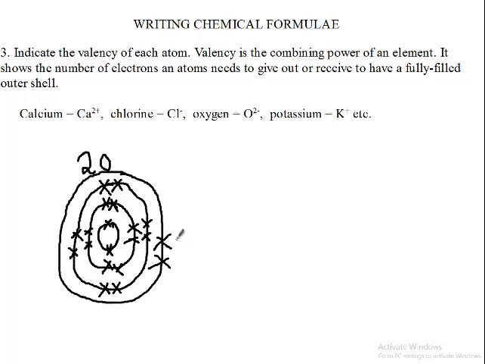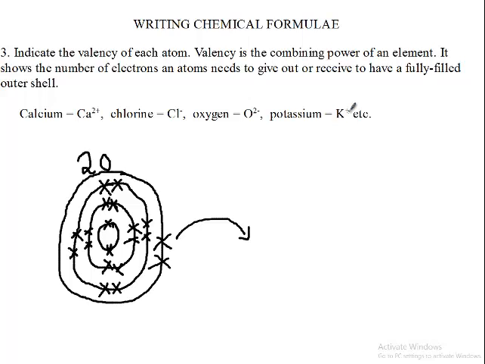So once calcium gives out the 2 electrons, it will have 2 more protons than electrons, and therefore calcium will get a +2 charge because each proton has a positive charge. That is why calcium's valency is +2, because it gives out 2 electrons.